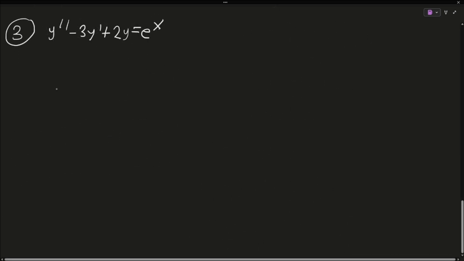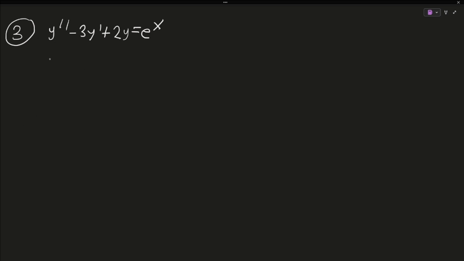Last but not least, we have this differential equation problem, y double prime minus 3y prime plus 2y equals e to the x. So as I said before, we can use the method of undetermined coefficients, and I advise you, please try to solve this with both methods to master your knowledge of this concept.